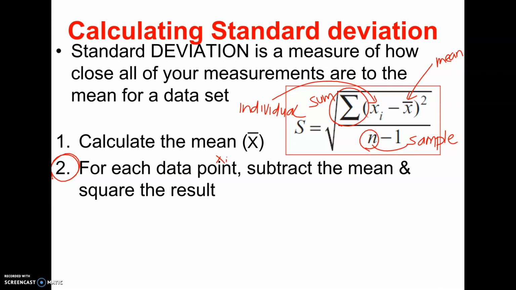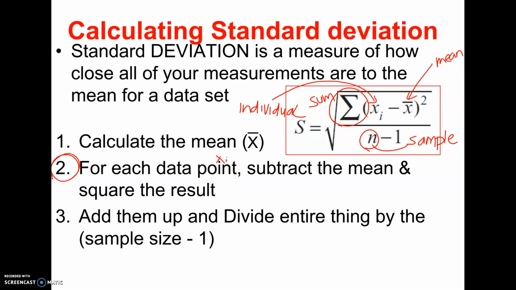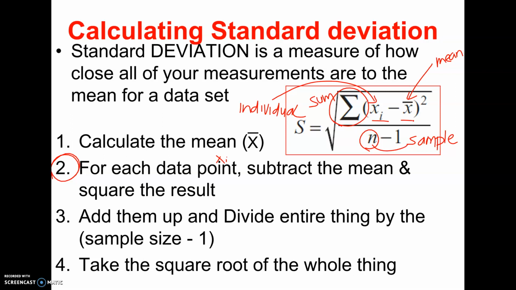There are programs that'll do this. There are websites that'll do this. You just plug in your data, and it's going to spit back at you the standard deviation. So you're not actually going to have to do the work by hand. It can be very tedious. Step 3, we're going to add all of that up. So after we do each data point minus the mean squared, we're going to add those all together, and then we're going to divide it by the size of our sample minus 1. And then last but not least, we're going to take the square root of the whole thing.